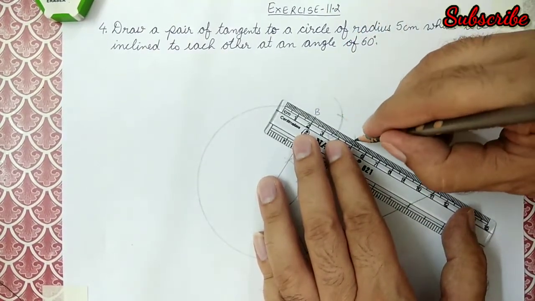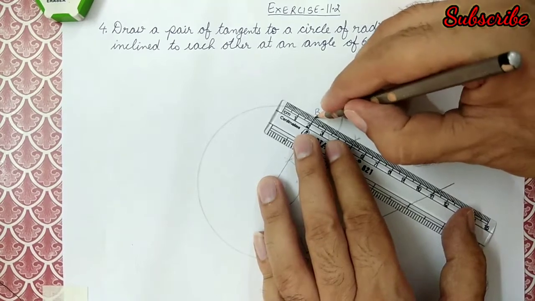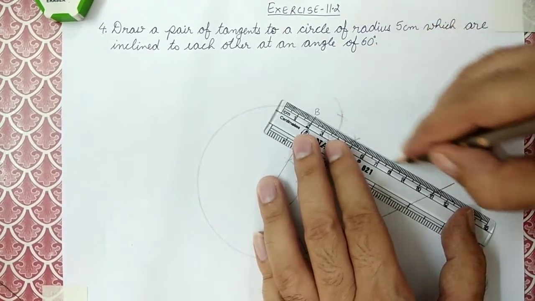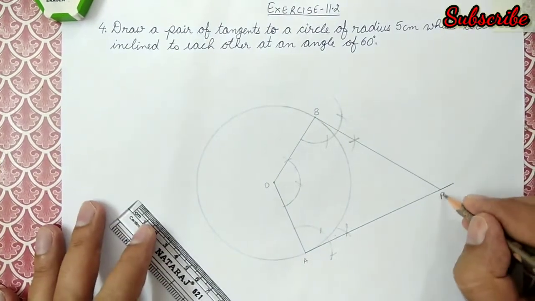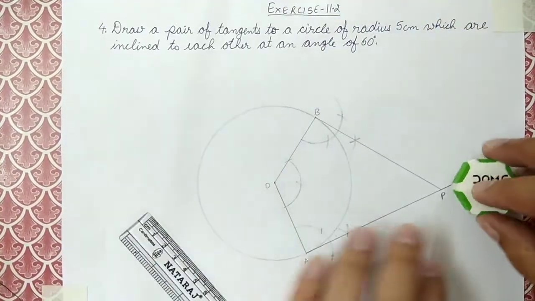Here. So just join them. So this, we can mark as point P. If you want to erase, you can erase this point.